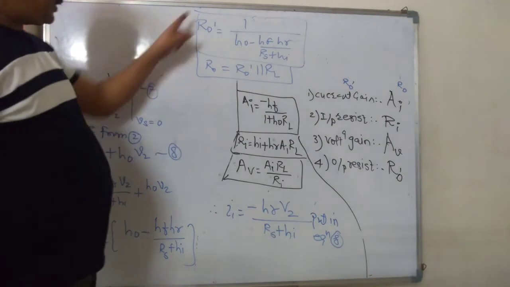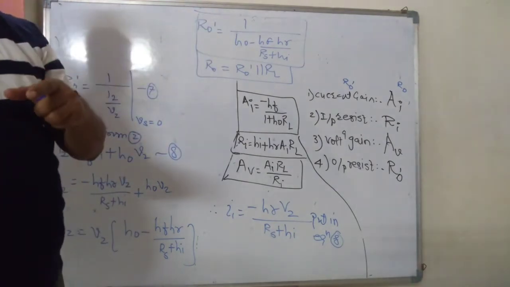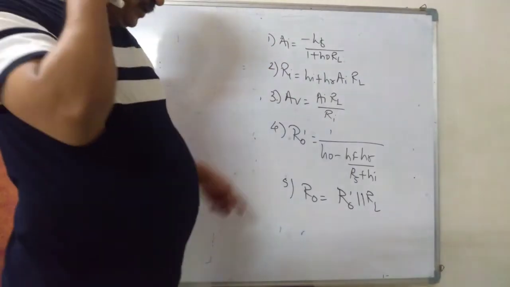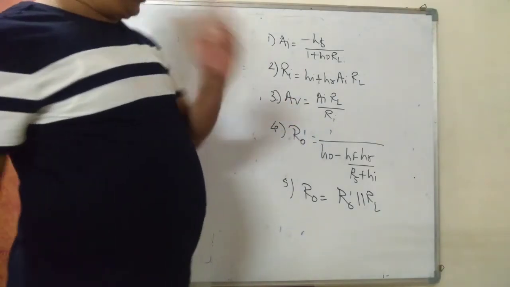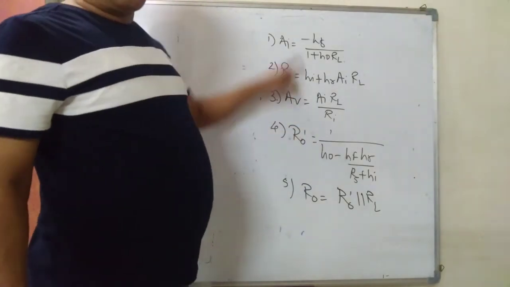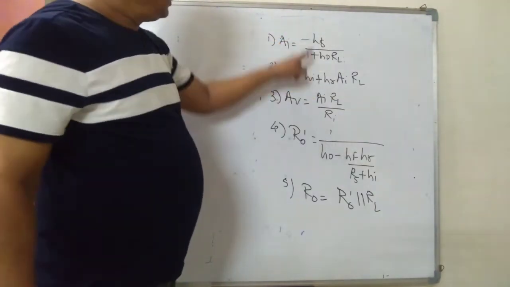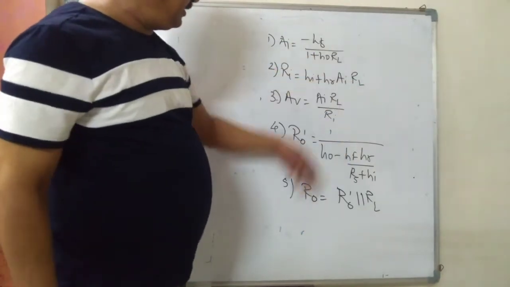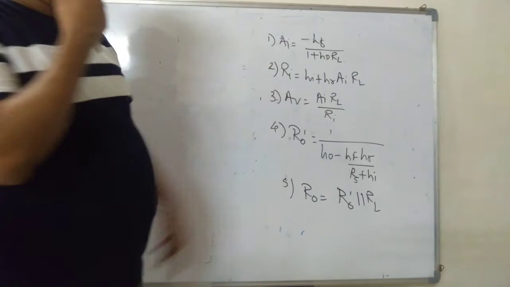So these are the 5 relations which we have to use while solving the numericals. Keep them in mind, okay? These 5 formulae we have derived now. This derivation can also be asked in the exam for 6 marks, or depending on these formulae we have to solve the numericals. All the values are given to you: HF, HO, HR, HI, RL, RS, everything is given. You only have to put the values in the formulae and solve.